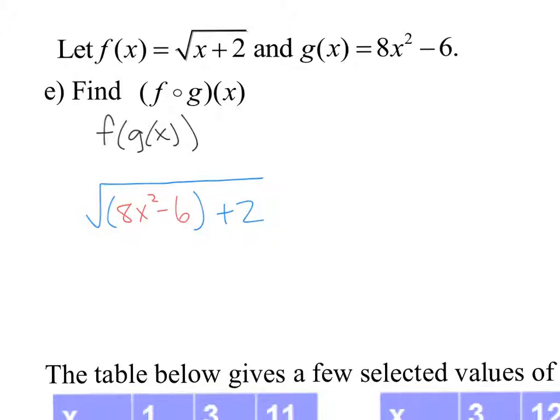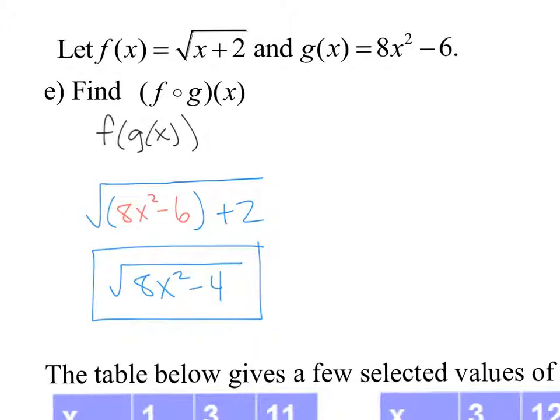And really the only thing I can do here to combine my like terms is add my negative 6 and my 2. So the square root's going to stay. I have 8x squared minus 4. No, you don't have to factor or take anything out. It's not necessary. You just combine your like terms and you're finished. And again, just to reiterate, this problem started with an x in it as opposed to having a number, and therefore we're going to have an x in our answer.